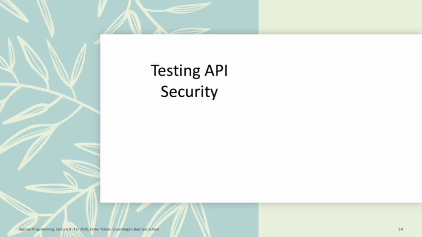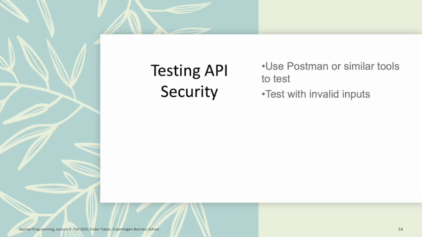Once you build the API, it's important to test its security, not just its functionality. This is where tools like Postman come in. Postman allows you to send HTTP requests to your API and inspect the responses. It's like a remote control for your backend. Start by testing with invalid inputs. For example, if your API expects a number, try sending a string. If it expects a short name, try sending a very long one. Your goal is to see how the API handles unexpected or malicious data. A secure API should reject invalid inputs gracefully and return appropriate error messages.